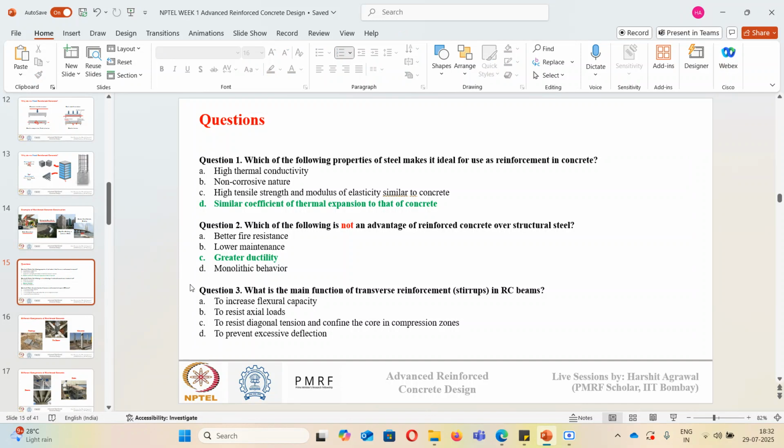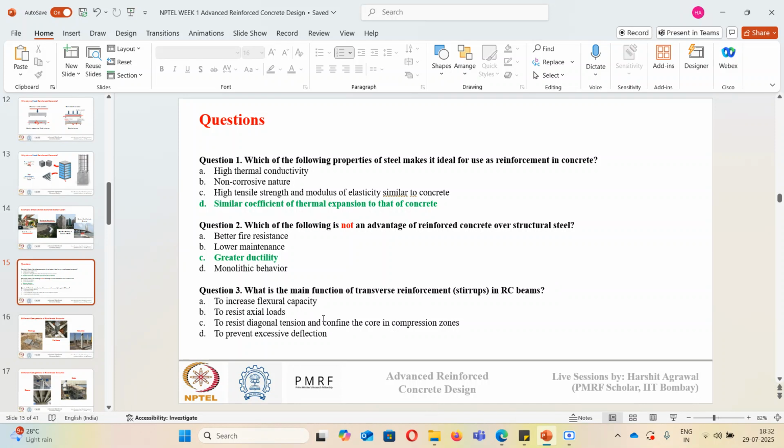And question number 3: what is the main function of transverse reinforcement in a reinforced concrete beam? If you have a little clarity about the design of reinforced concrete, you will know that stirrups are primarily used to resist shear force, or any kind of diagonal tensile force that develops near supports or near loading points, especially in beams.